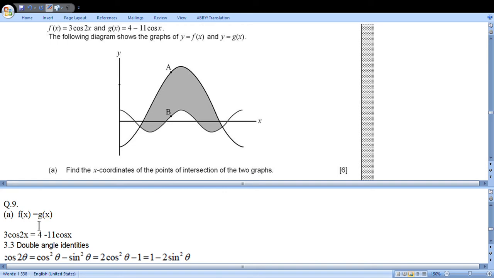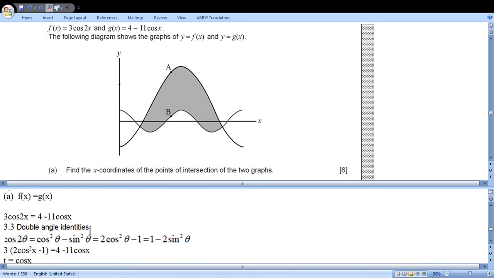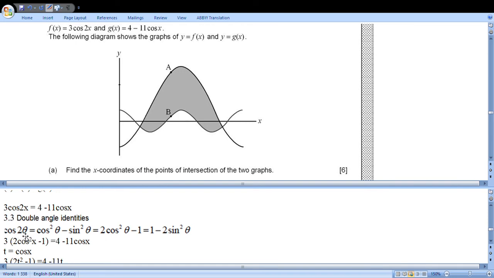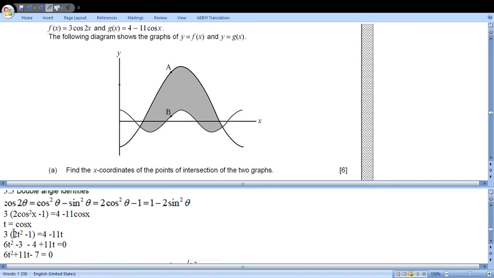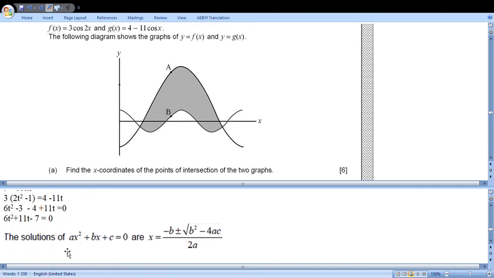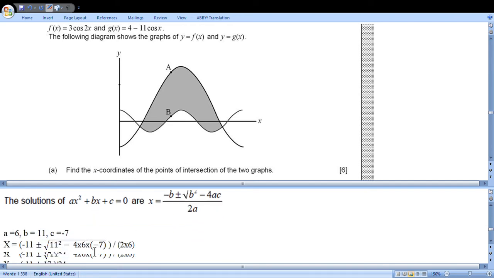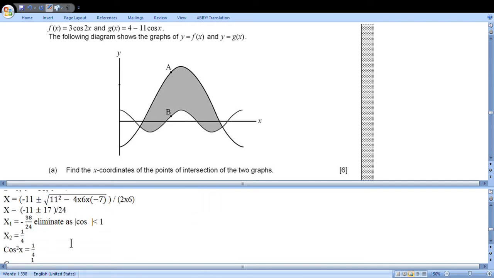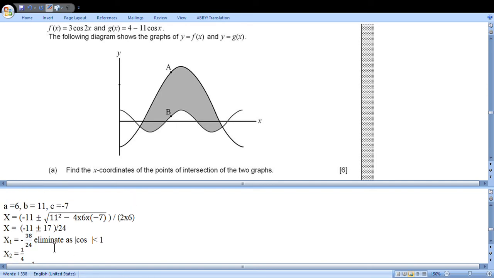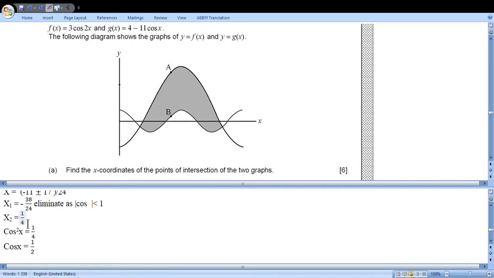So f(x) equals g(x), the expressions for f(x) and g(x), the double angle identity for the left part, cosine 2x. We use 2 cosine squared minus 1. Then we have only cosine, so we substitute cosine with t. We get a formula for t. For the solution, we use the standard method. After substitution, we get two values. The first value we eliminate, as it is a cosine and it should not be more than 1. The second one we keep, it is 1 over 4. So cosine squared is 1 over 4. Cosine is 1 over 2.